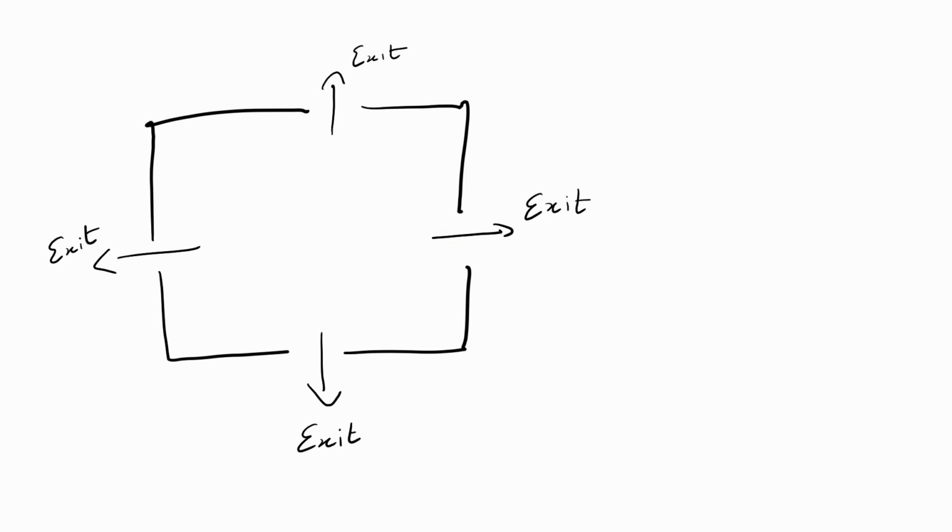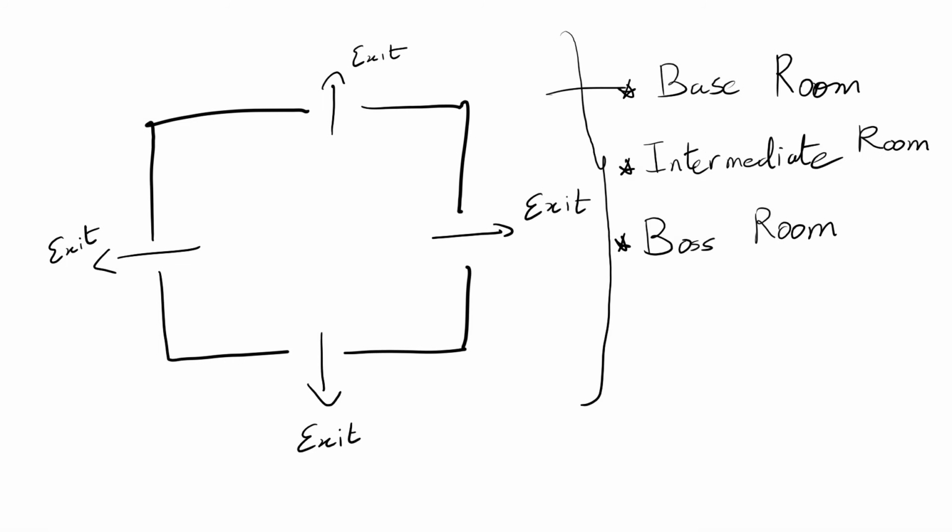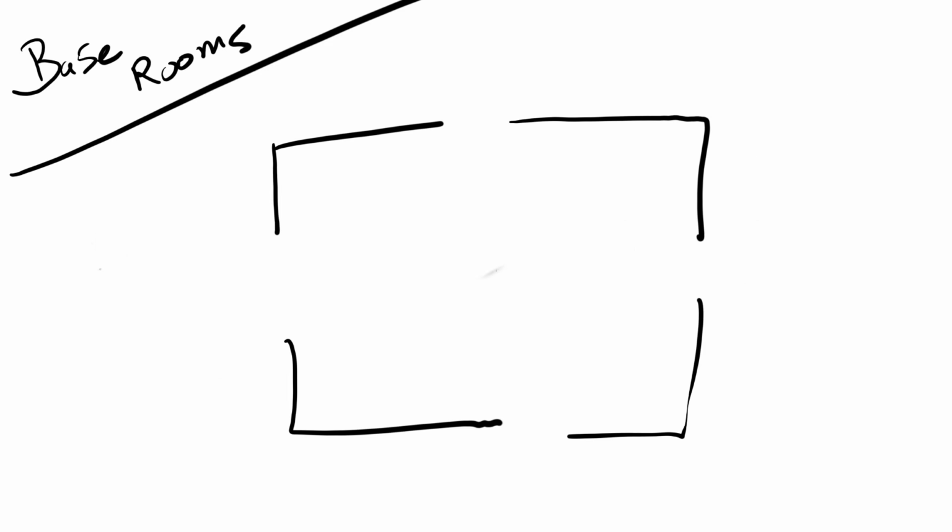We have pre-made rooms that have exits on all four of their sides. These rooms themselves are divided into three main categories: base room, intermediate room, and boss room. Base rooms are the rooms where you, the knight, initially spawn into. They contain no enemy and serve the purpose as the center of the dungeon and kind of act like a safe house, with each dungeon having only one safe room.